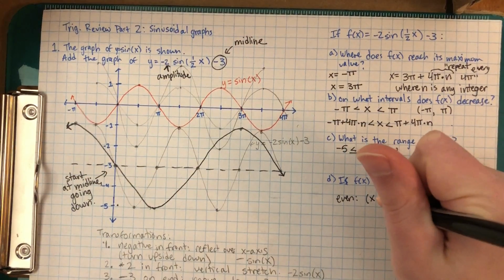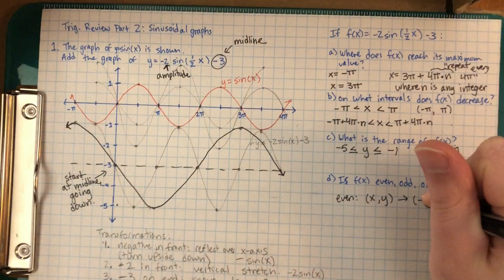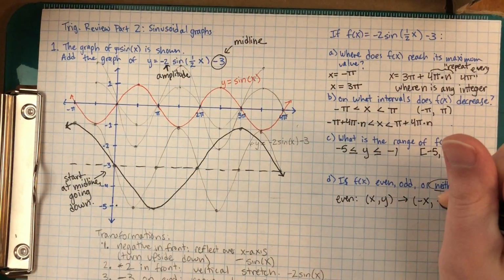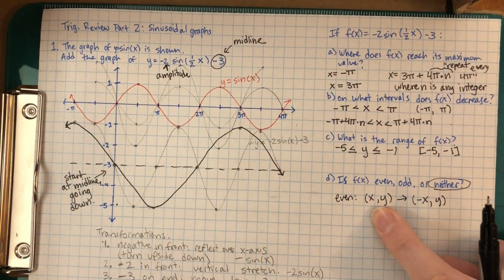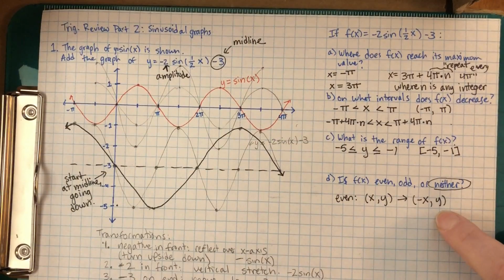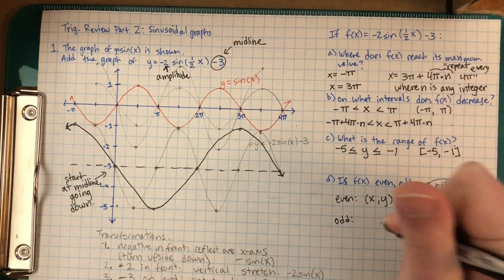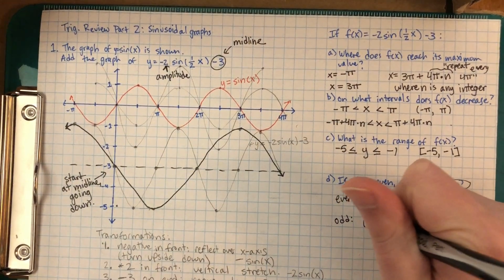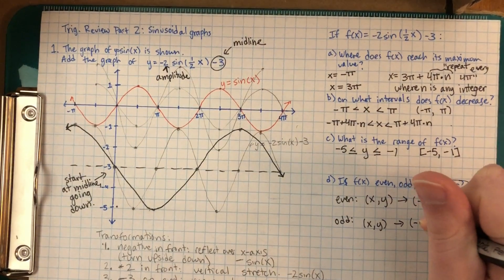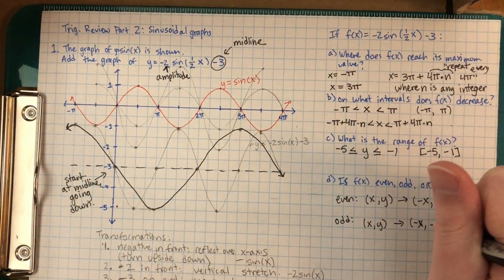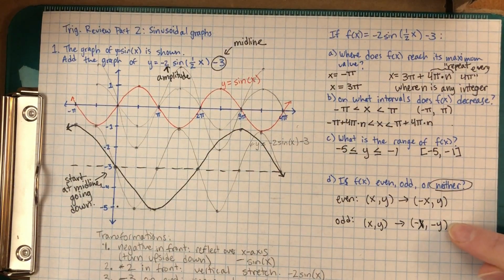So if something is even, and I have a point x and y, then that means that if I change the sign of the x coordinate, I should have the same y coordinate. So if this point is part of the graph, this point should also be part of the graph. If it's odd, then if I have a certain point on the graph, if I change the sign of x, I should get the opposite sign, y.